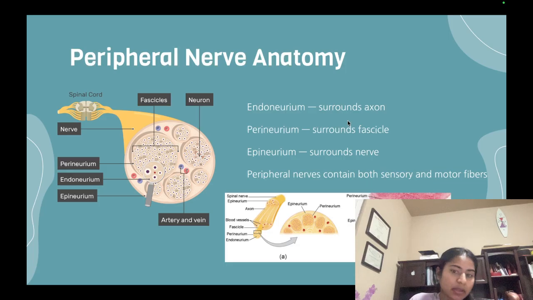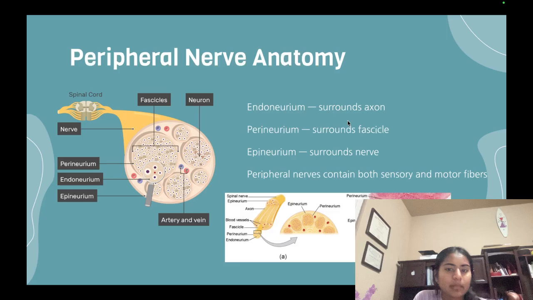So the endoneurium surrounds the individual axon, protecting it and keeping the environment stable. The perineurium wraps around each fascicle, which is basically a bundle of axons grouped together. And outside of everything, covering everything, is the epineurium, which wraps the entire nerve. The peripheral nerves also contain both sensory and motor fibers, which means that they are also mixed nerves, like we discussed before.